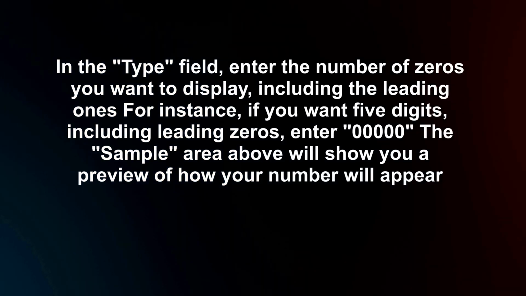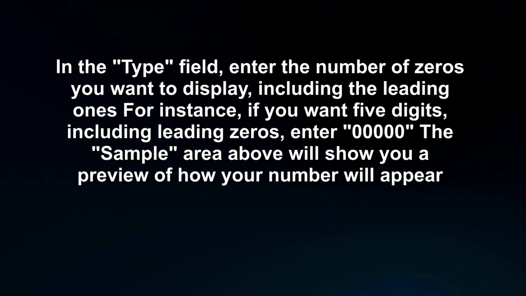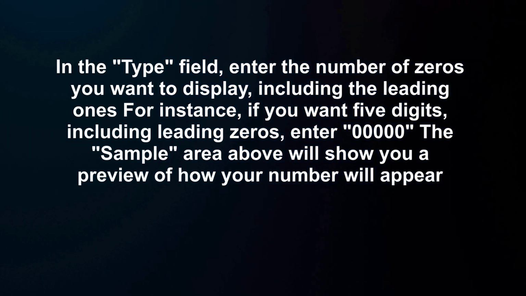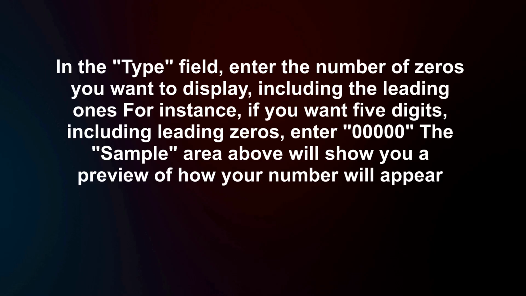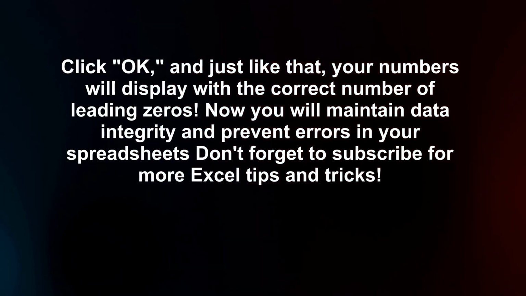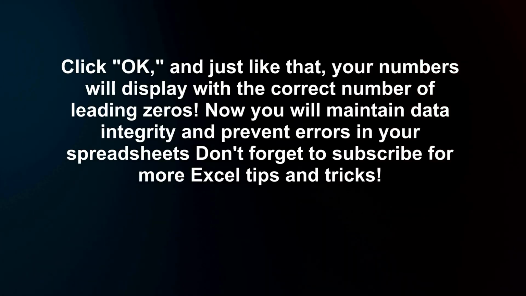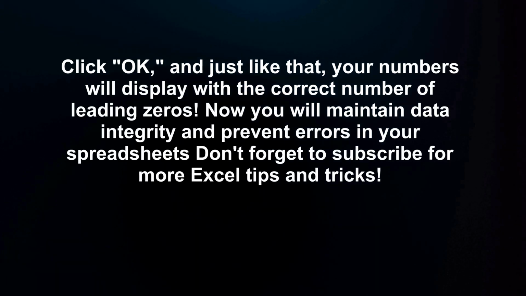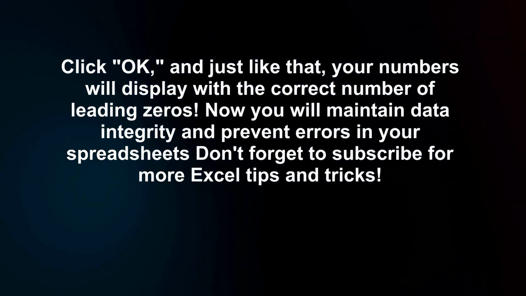For instance, if you want 5 digits, including leading zeros, enter 00000. The sample area above will show you a preview of how your number will appear. Click OK, and just like that, your numbers will display with the correct number of leading zeros. Now you will maintain data integrity and prevent errors in your spreadsheets.